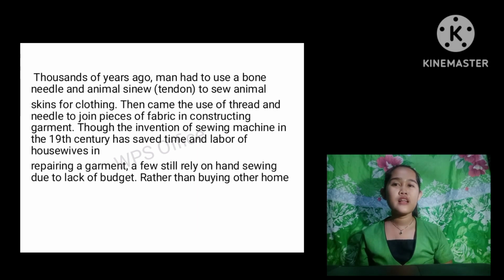A few still rely on hand sewing due to lack of budget. Rather than buying other home appliances, a practical housewife would choose a sewing machine because it's sometimes a source of income and a stress reliever.